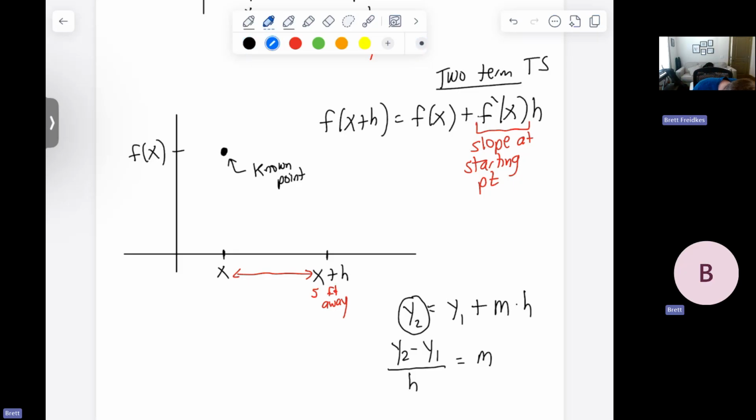Maybe the slope of this line, let's go ahead and erase some stuff here. Maybe the slope at this line looks something, let me do it dashed, looks something like this. We see that this has a constant slope. So we have some information because this slope is found at our starting point.